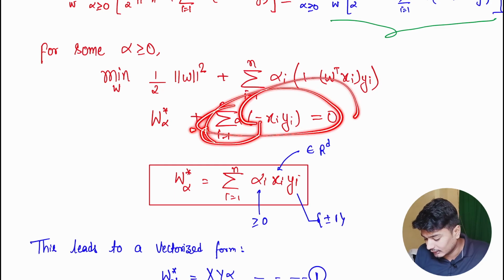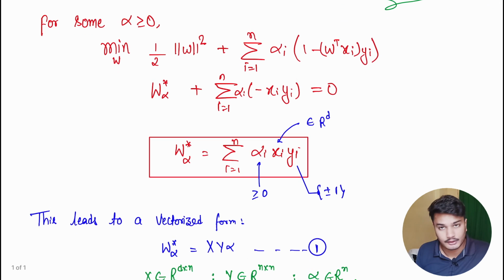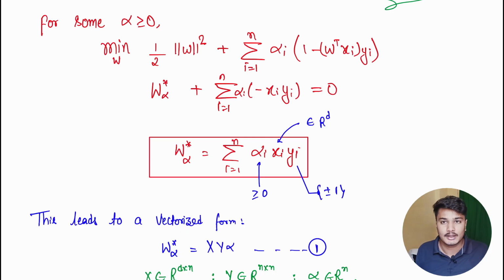So if we take all these points to the other side of the equals to, it will give me this, and this is nothing but the sum over i equals 1 to n of alpha_i x_i y_i, okay. Now note something: alpha is greater than or equal to 0, as we have taken, for any alpha greater than or equal to 0. Now this x_i is nothing but all the data points belonging to R^d, and this y_i is plus 1 or minus 1, correct? So this alpha star has a nice form like this, correct?